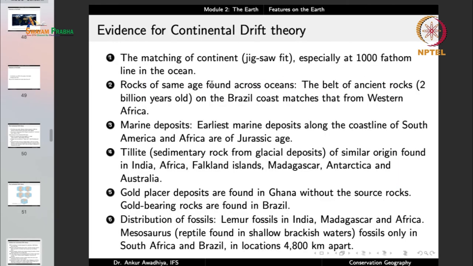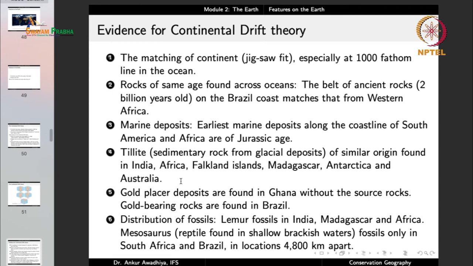So there is a jigsaw fit, and it is even more apparent at the 1000 fathom line in the ocean, that is below the oceans. Rocks of the same age are found across oceans. So the bed of ancient rocks that is 2 billion years old on the Brazilian coast matches that from Western Africa. We find marine deposits, and the earliest marine deposits along the coastline of South America and Africa are of Jurassic age. So even the marine deposits have a matching age.